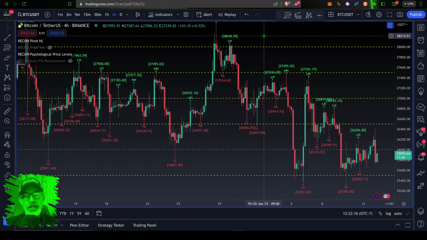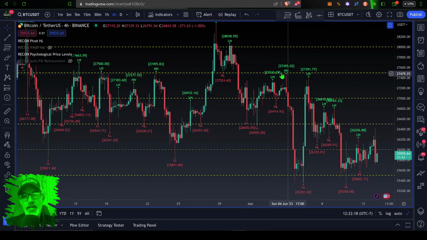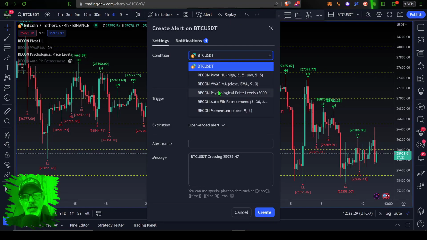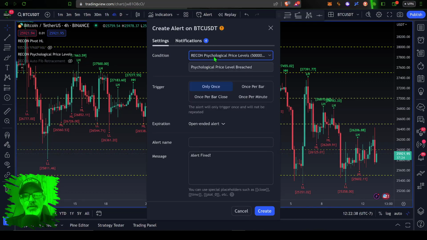Now, if you want to add an alert based on one of these psychological levels being breached, you would just come over here to the alert button, give that a click, and then from the condition, you would drop down and scroll down to psychological price levels for the indicator, and then the condition would be psychological price level breached. And then as far as the trigger goes, I'm really only interested in once per bar closed, and then I can name the alert something like price breach, and you could add a message down here like alert fired.